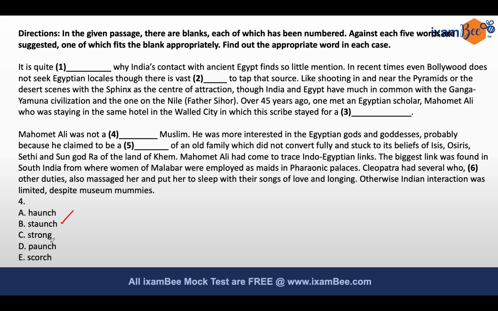He was more interested in the Egyptian gods and goddesses, probably because he claimed to be a part of something of an old family which did not convert fully and stuck to its beliefs of Isis, Osiris, Seti, and sun god Ra of the land of Kem, because he claimed to be a part of an old family, right?